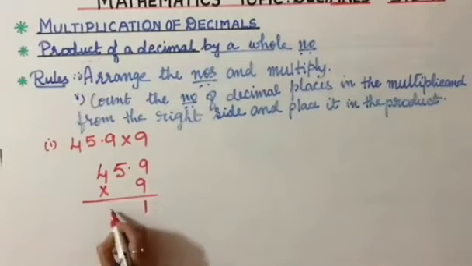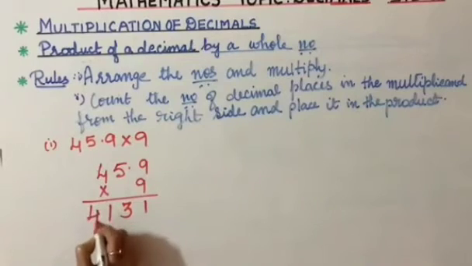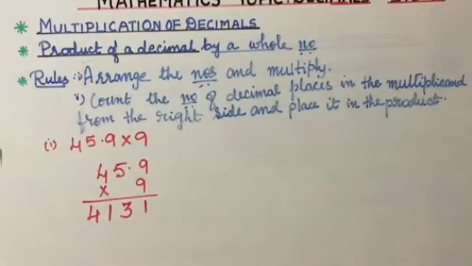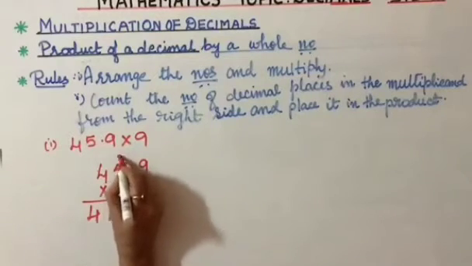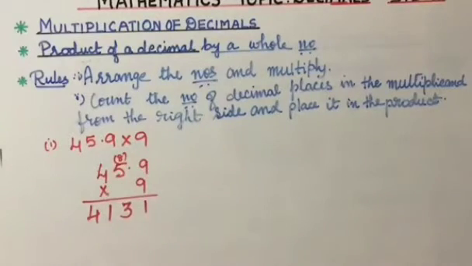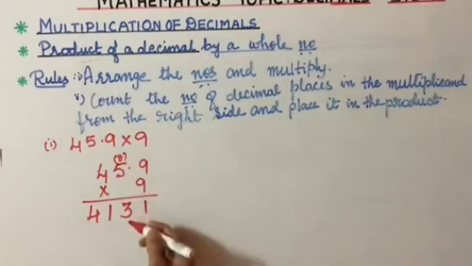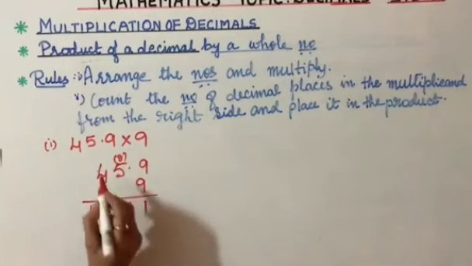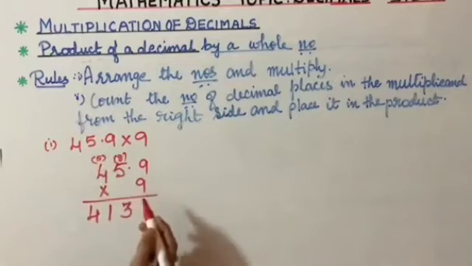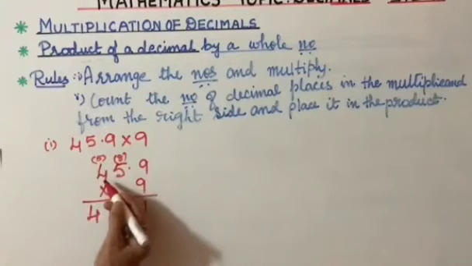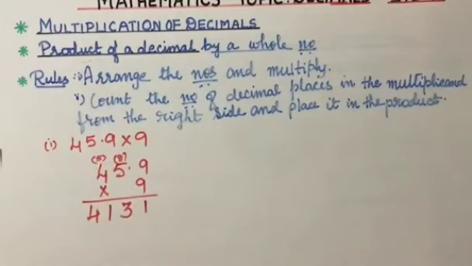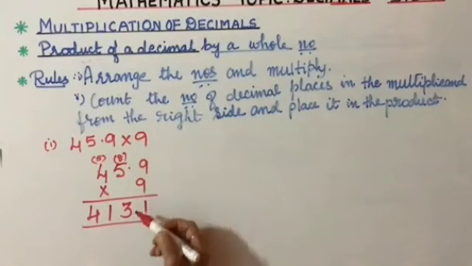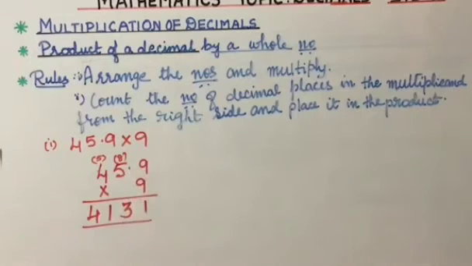8, 1, 3, 4. Check your answers. 9 9s are 81. Carry 8. You can show if you want. 9 5s are 45 plus 8 is 53. Carry over 5. 9 4s are 36 plus 5 is 41. Now what did I tell you? Arrange the numbers and multiply. That's what we have done. We ignored the decimal point.